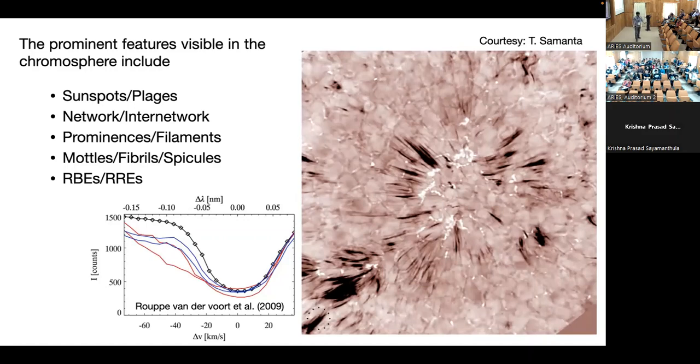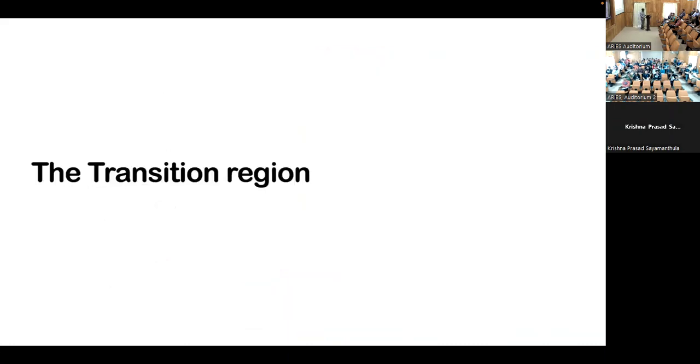You don't have to know the technical terms. Essentially, if you look at the spectral line, what it means is that you will see an enhanced absorption in the blue wing or the red wing. Depending on that, they're called rapid blue-shifted events or red-shifted events. Essentially, it is the material driving coming out from the network region. So those are some jet-like features, like spicule-like features.